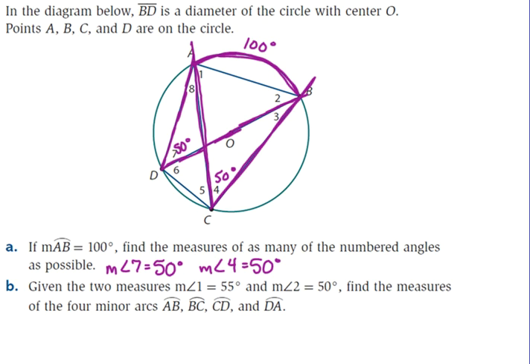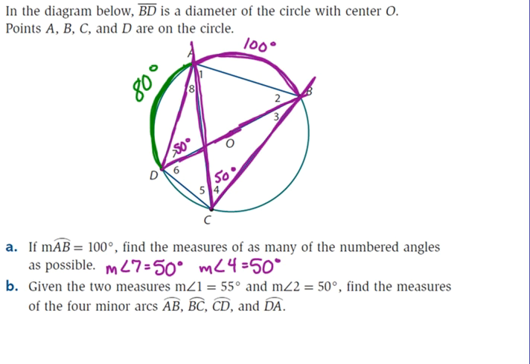Let's look at any other information that we may be able to come up with here. BD is a diameter. So that means from D to A to B, that's half of our circle. So what's the measure of arc DA? What's the measure of arc DA right here? 80. Okay, that is 80 degrees.